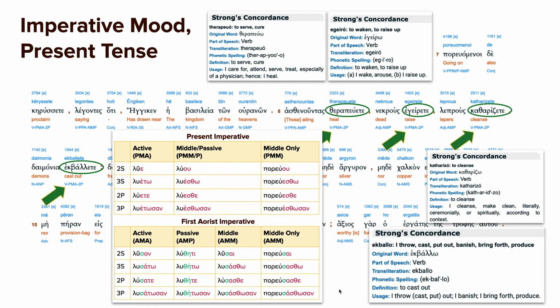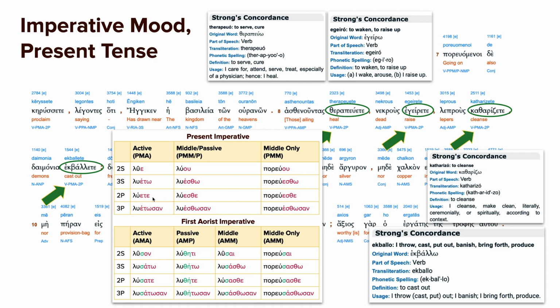So let's talk more about the imperative mood. First, the present tense. And we have 4 examples in these verses of the present tense. All of them are actually second person plural. So we have verbs that are present tense, imperative mood, active voice, second person, plural. Our first is therapeuete, which comes from the verb therapeuo, meaning to serve or to cure. We get therapeutics from this, or therapy.